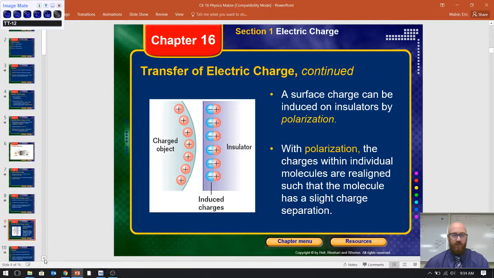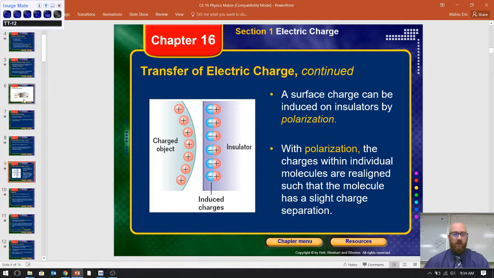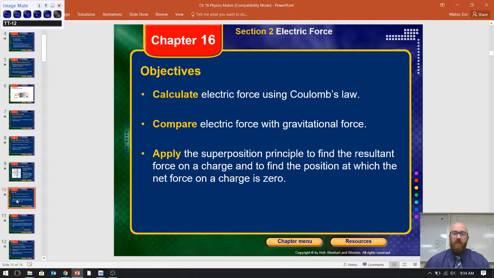That induced charge is what we want to talk about. So, induced charge. Now, here's where it gets hard. We have to calculate the force. How much force are we talking about? This is where things start getting a little bit crazy.